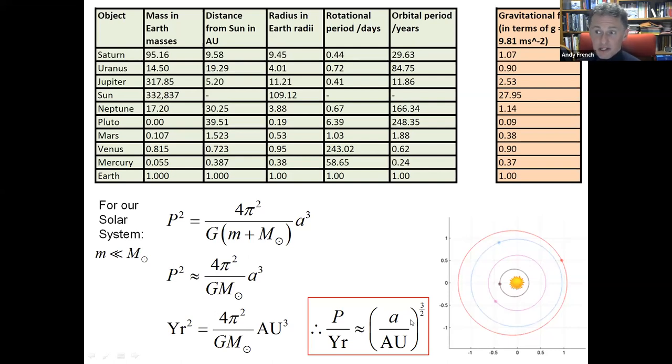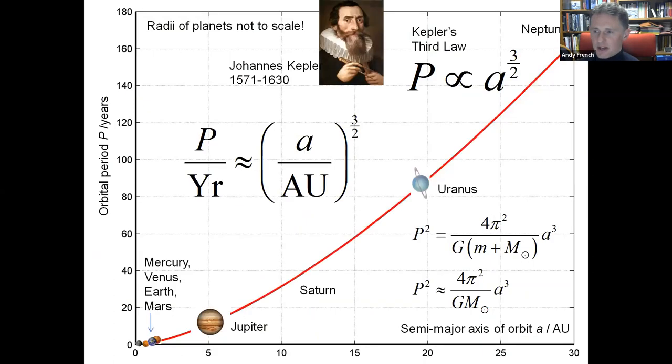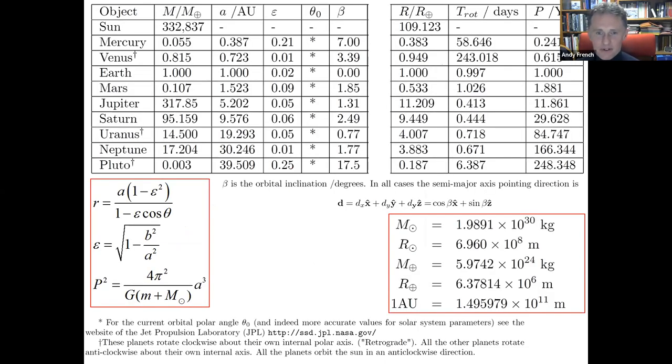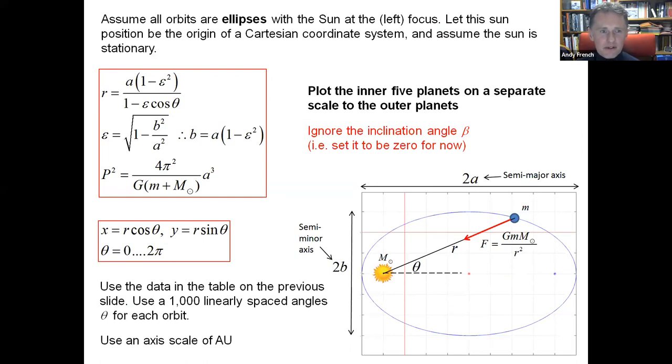So if we can work out time and we can work out radius, etc., we can get a really quite accurate model of the orbits themselves. So there we go. That's them plotted on a little graph. Not to scale, of course. And if you actually plot the data, you'll get an extraordinarily good correlation with Kepler's third law.